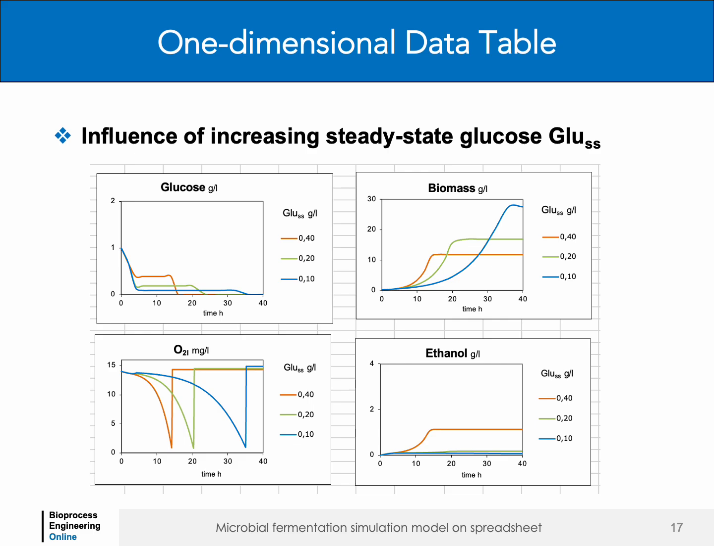For example, the one-dimensional data table is used to simulate fed batch fermentation kinetics at 3 steady-state glucose concentrations, GLU-SS, of 0.1, 0.2, and 0.4 gram per liter. The results show that GLU-SS is a highly sensitive operating variable in yeast-fed batch fermentation. Increasing GLU-SS leads to faster yeast growth, but a lower final biomass concentration, faster ethanol formation, and a higher final ethanol concentration, and a more rapid decrease in dissolved oxygen concentration, reaching the minimum allowable level of approximately 1 milligram per liter.